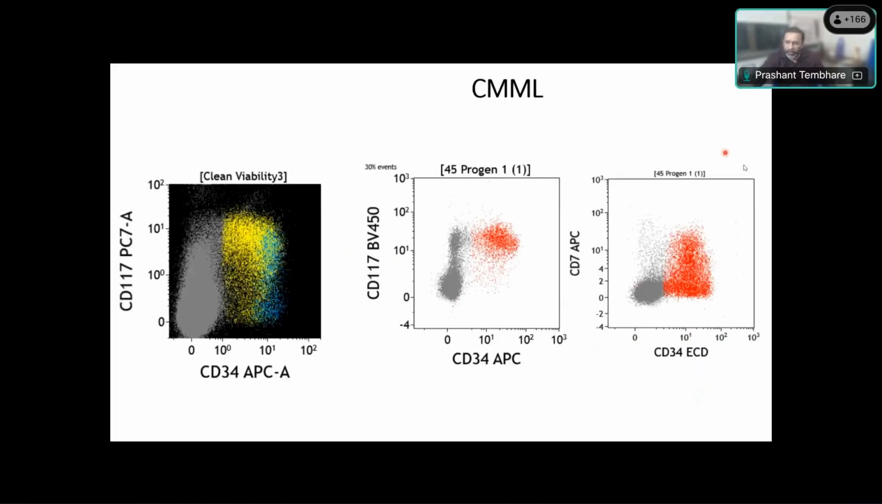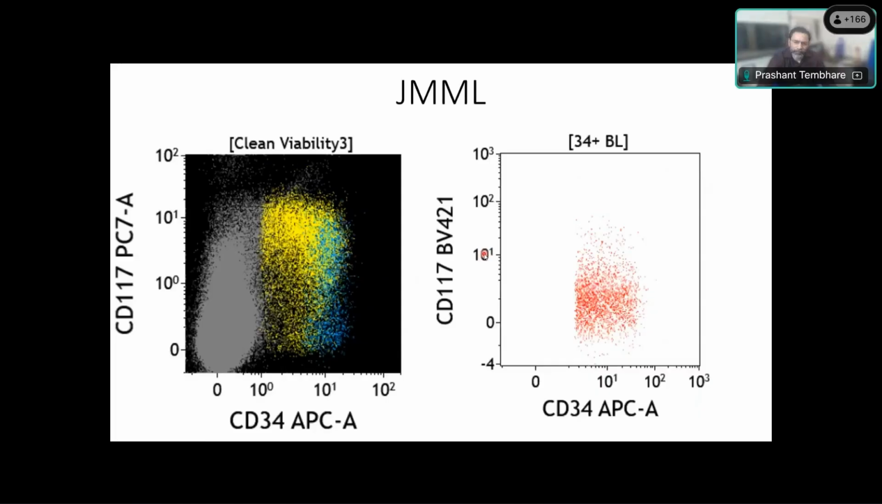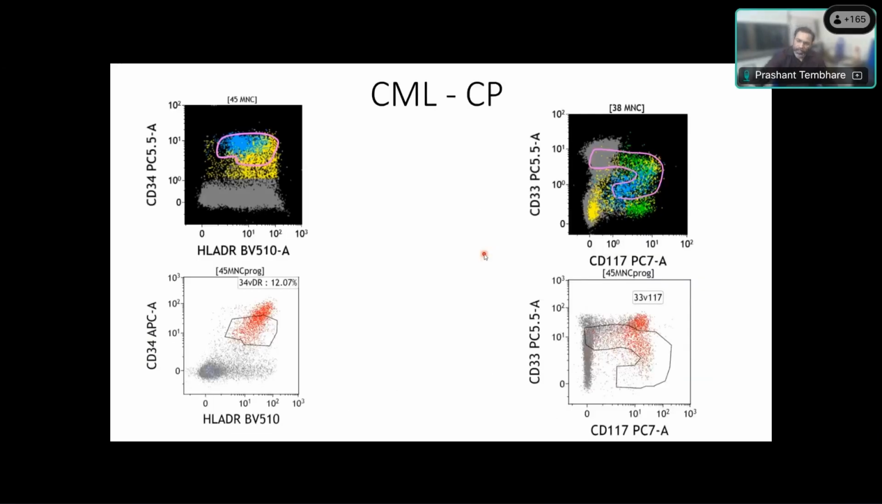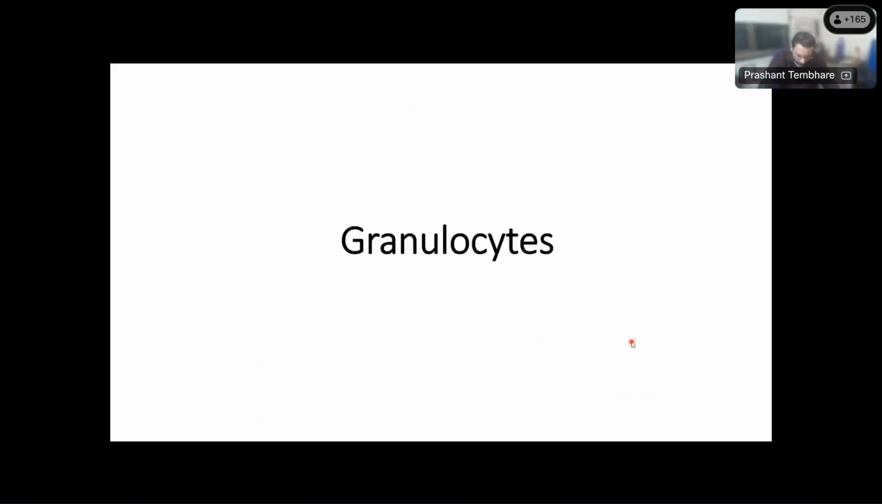CMML, this is another example. In CMML we have already seen the expression of CD7 or homogeneous expression of CD117. JMML also shows the presence of CD7 expression. Then in CML, I have already mentioned this; it is just a repetition of both the plots. Okay, so that was about the stem cell compartment.